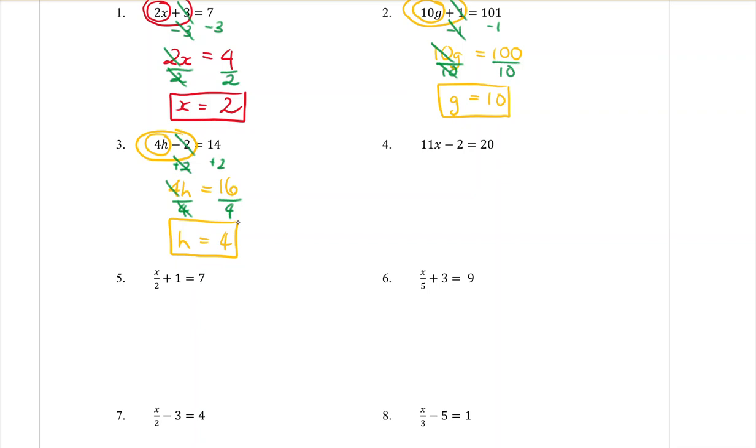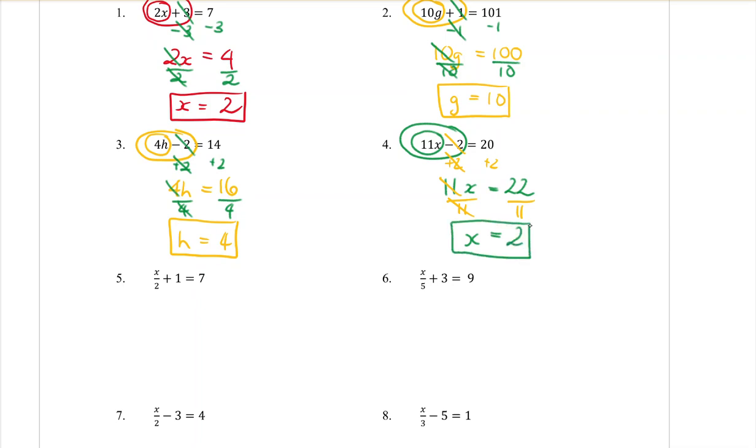Got to do the same thing over and over again. Question 4. We have 11 times x and then minus 2. So opposite of minus 2 is to plus 2. Get rid of the outside layer. Then we have got 11x on the left side, and 20 plus 2 makes 22. Then I need to divide by 11. Cancel the 11's off. x is by itself. 22 divided by 11 is 2.